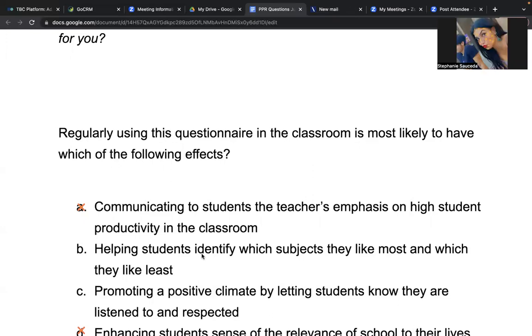What do you think, guys? The correct answer is C. I believe the correct answer is C, for sure. Excellent job, guys. Excellent.